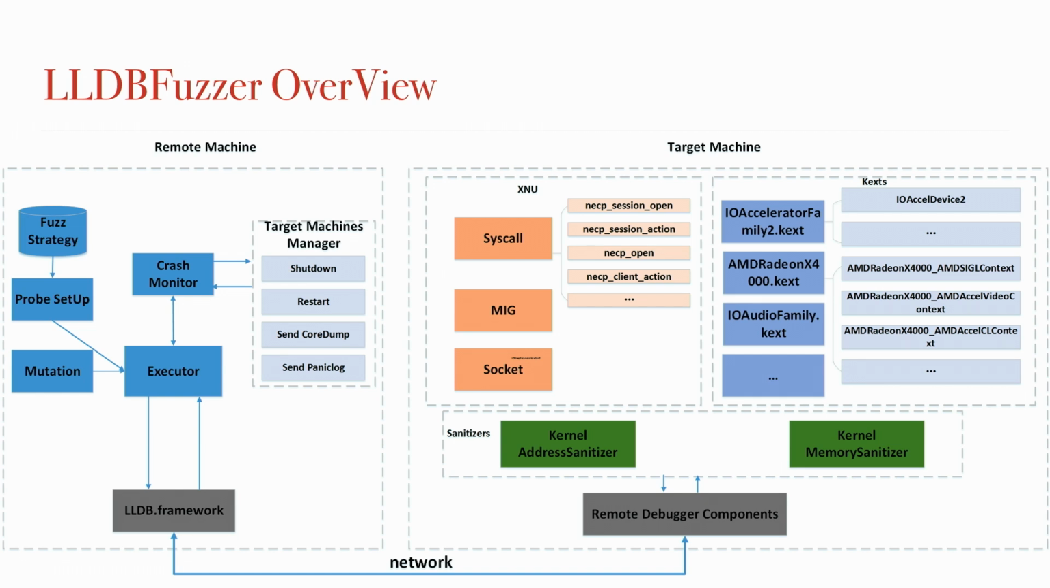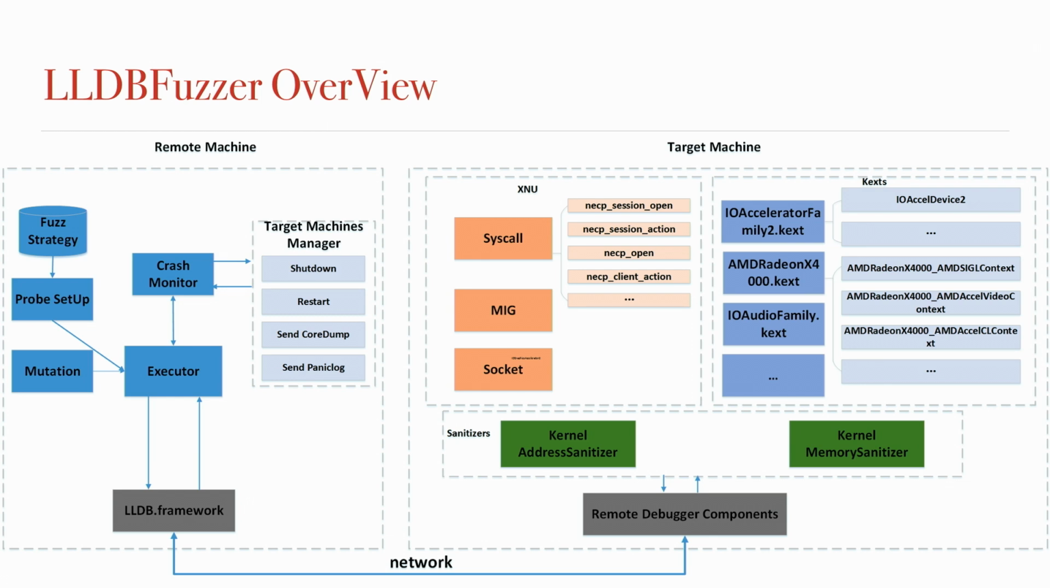And the other part is the target machine, which runs our debug fuzzer. So as we can see, we should pay attention that the main fuzz logic in the host machine, including the probe setup, mutation, executor, and crash monitor, are all implemented as a Python script based on the LLDB framework. So the script could actually be executed in the target machine in the left part.